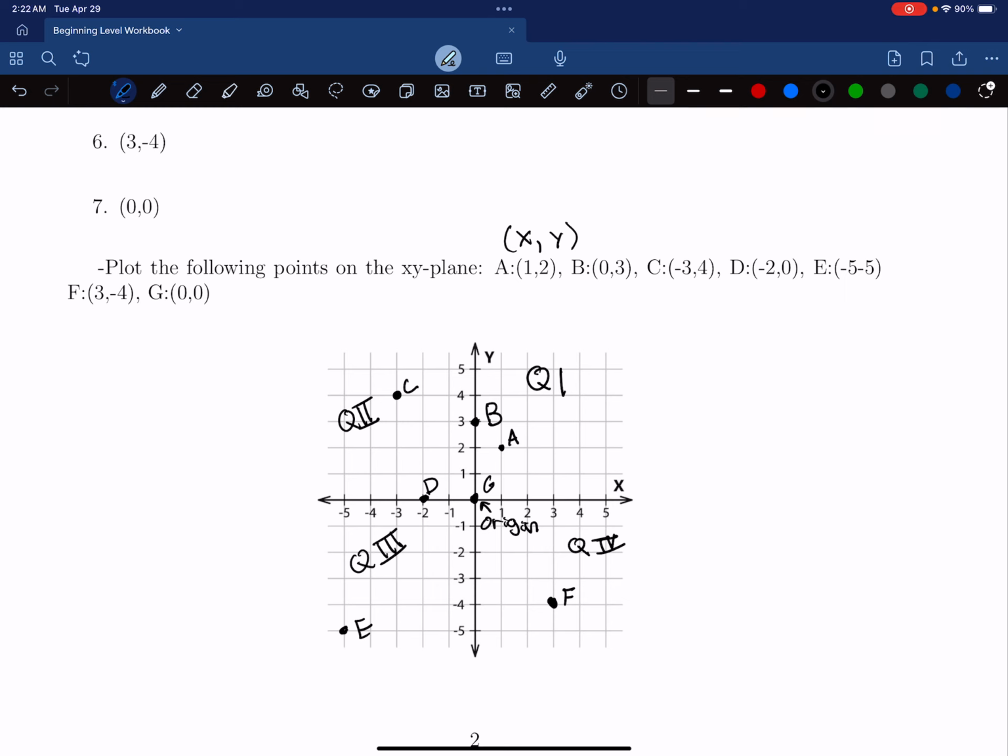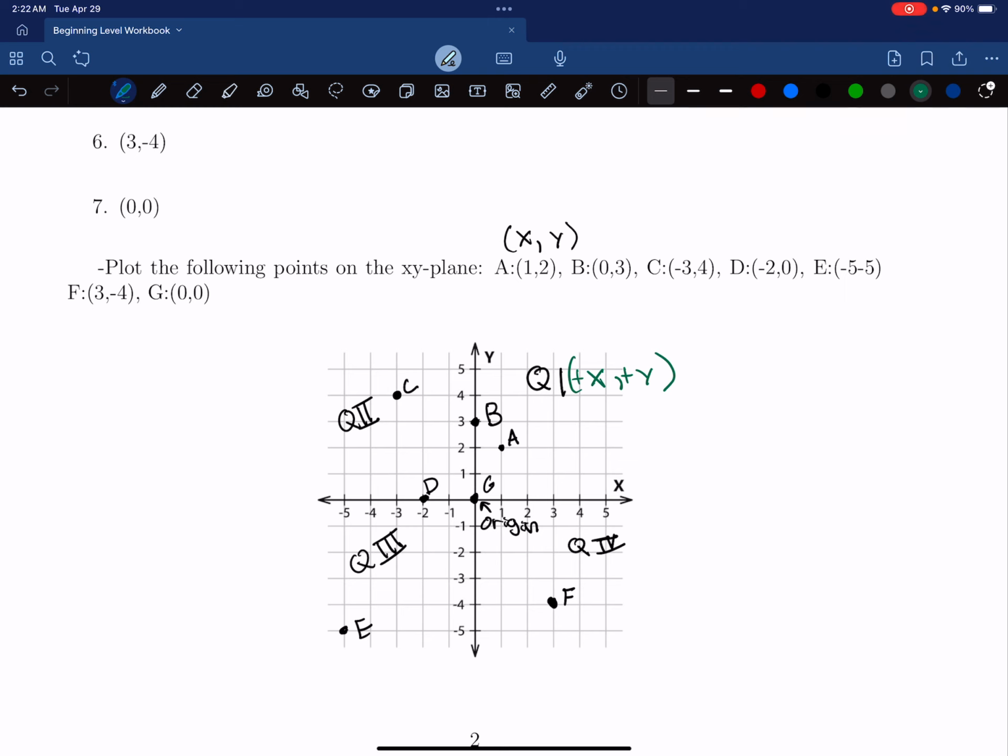And the first thing we can notice about plotting points is that in quadrant 1, regardless of where we are, it doesn't matter where we are, our x terms are always going to be positive, and our y terms are also always going to be positive. So because of that, we can say, well, in quadrant 1, our x terms are going to be positive, and all of our y terms are going to be positive.